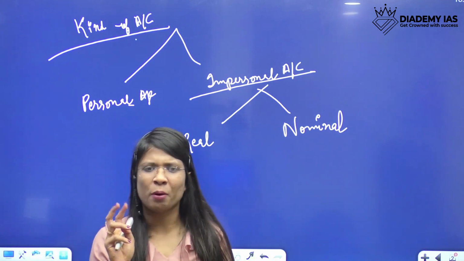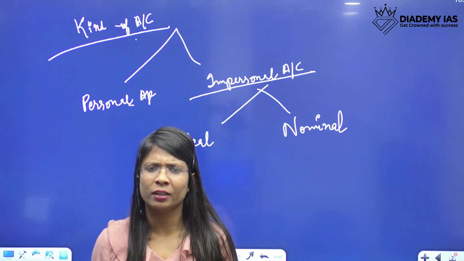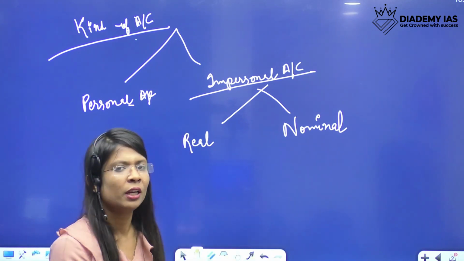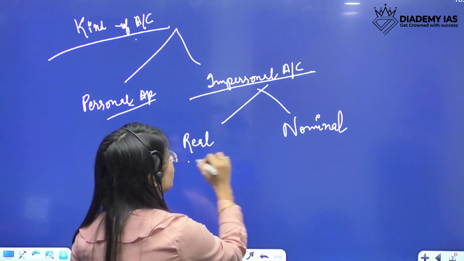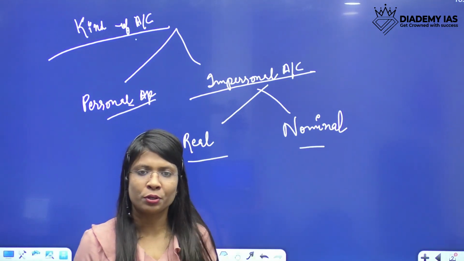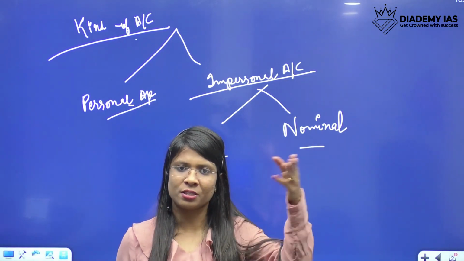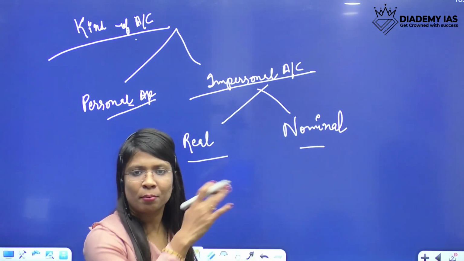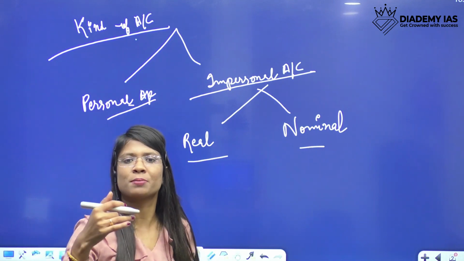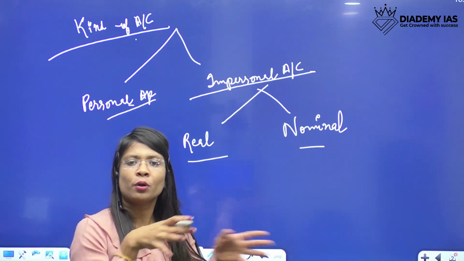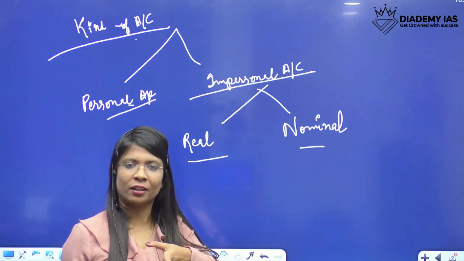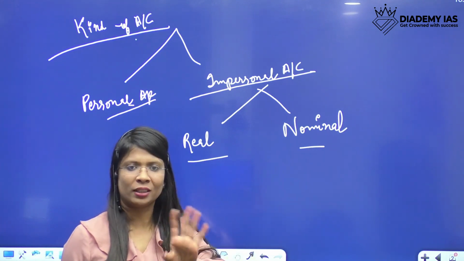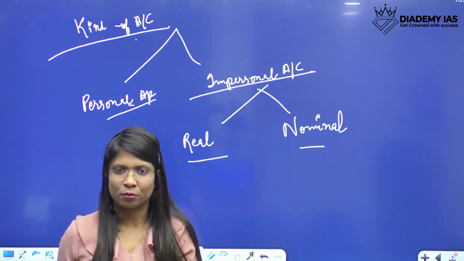There could be two bifurcations, and in many places three bifurcations also: personal, real and nominal. So if the question comes with three bifurcations, personal, real and nominal, that is also correct. So don't fall into the trap of that. Personal and impersonal, where impersonal has two subsections, real and nominal. The question could directly ask that there are three kinds of accounts, personal, real and nominal. That is also correct.